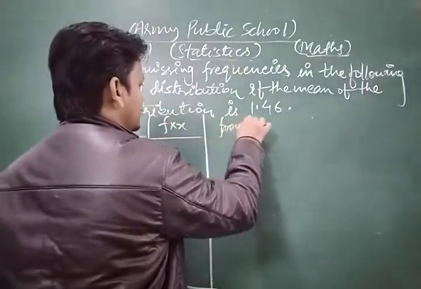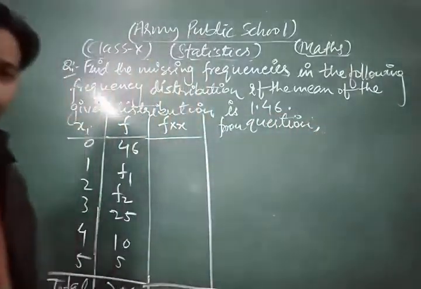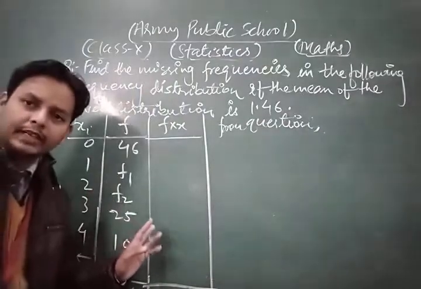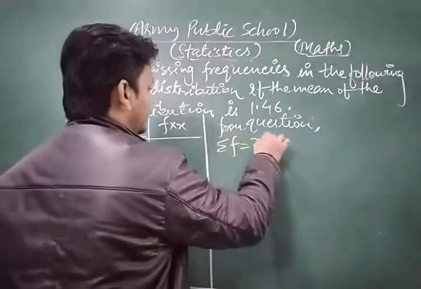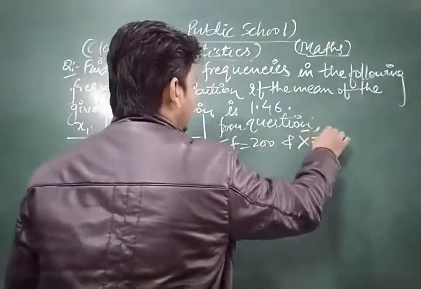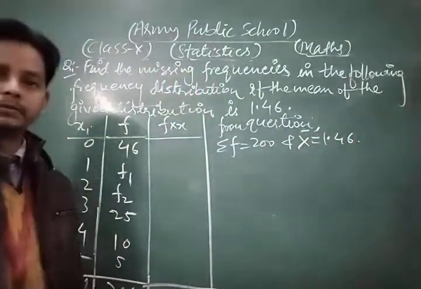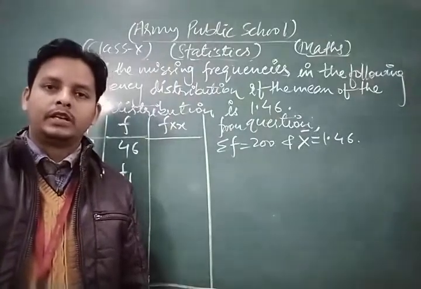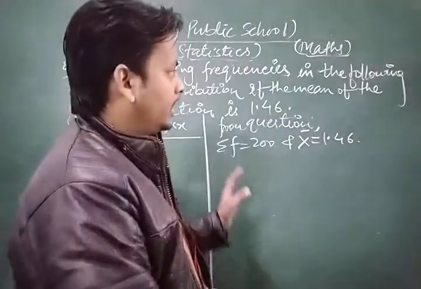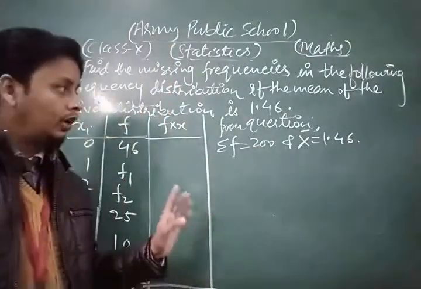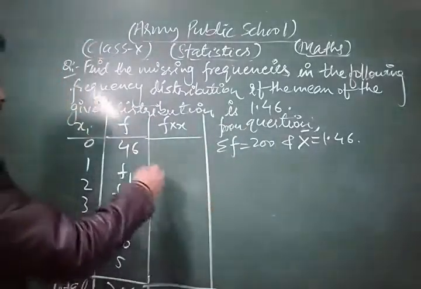From the question, dear students, we find the value of f1 and f2, the missing frequencies. From the question, sigma f is given as 200 and the mean of the given distribution is given as 1.46 respectively. Now, from there, sigma f is 200. First of all, we multiply them.